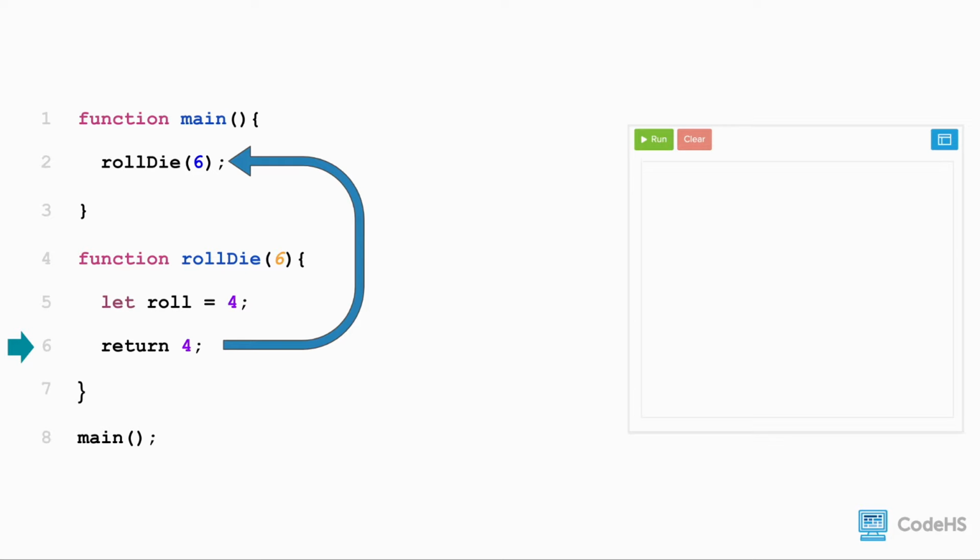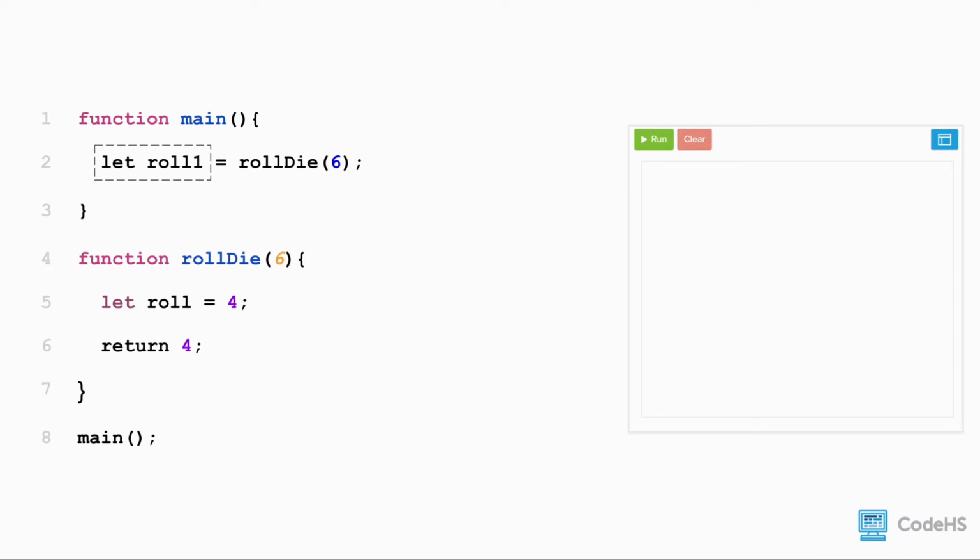We return the value of 4 to line 2, where we called the function in the first place. And the entire function call is replaced by the return value. So now, we have this lovely value of 4. But we aren't doing anything with it at the moment. In order to use this value in our program, we need to store it in a variable. And since our roll die function returned the value of 4, our roll1 variable now holds the value of 4.